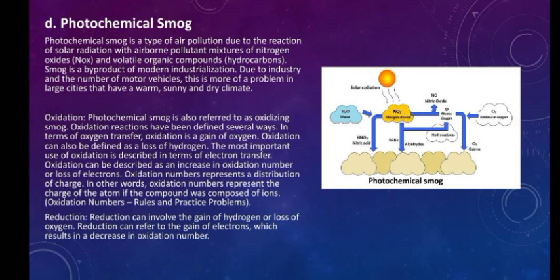Photochemical smog. Photochemical smog is a type of air pollution due to the reaction of solar radiation with airborne pollutants, a mixture of nitrogen oxides and volatile organic compounds, hydrocarbons. Smog is a byproduct of modern industrialization due to industry and the number of motor vehicles. This is more of a problem in large cities that have a warm, sunny, and dry climate.